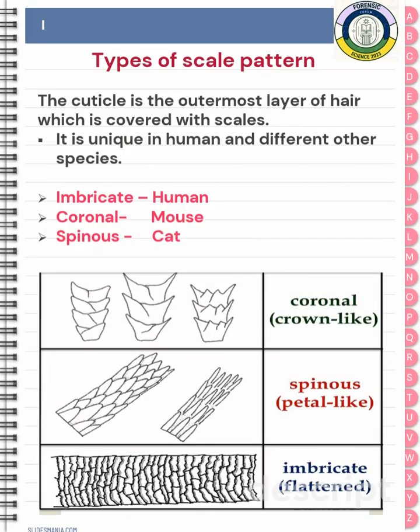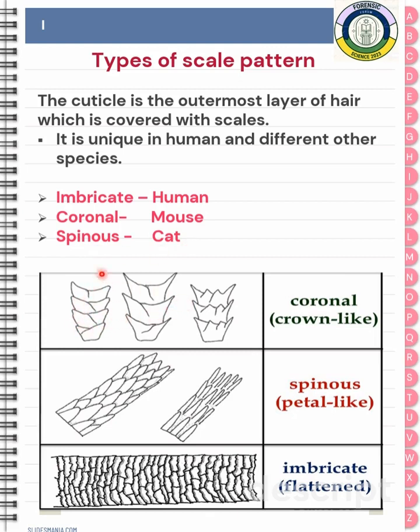Types of scale pattern. The outer layer of the hair, the cuticle, is covered with different kinds of scales. There are three types of scale patterns seen on the surface of the cuticle. One is imbricate, second is coronal, and third is spinous. The imbricate type of scales is seen in humans, while the coronal type is seen in the mouse. The spinous type of scale pattern is seen in the cat.